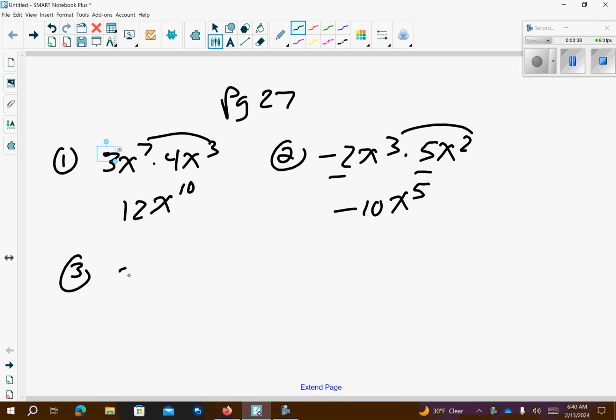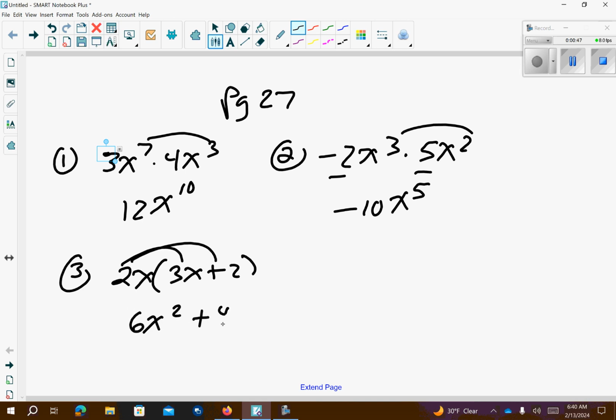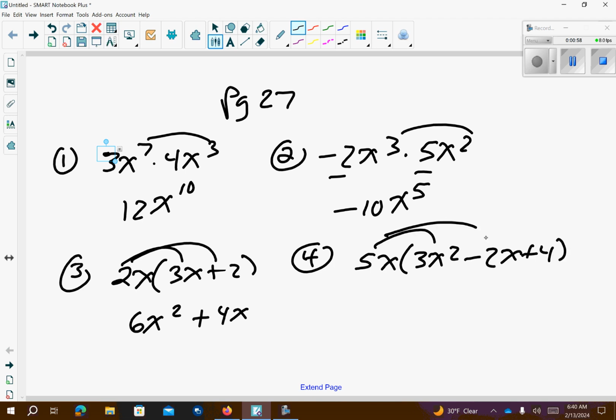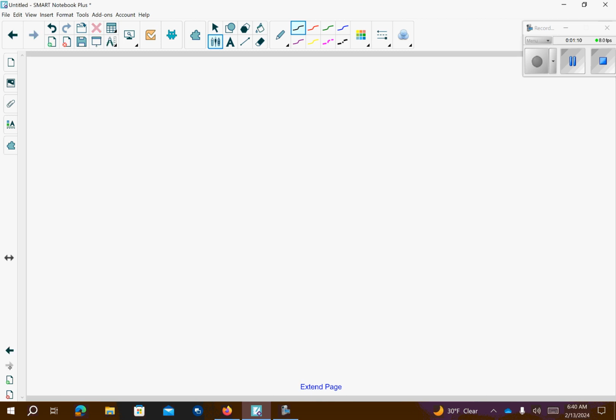Problem number 3, 2x times the quantity x plus 2. Distribute over the top, so I'm going to get 6x squared plus 4x. Problem number 4, we get 5x times 3x squared minus 2x plus 4. Let's distribute over parentheses, so I'm going to get 15x to the 3rd minus 10x squared plus 20x.